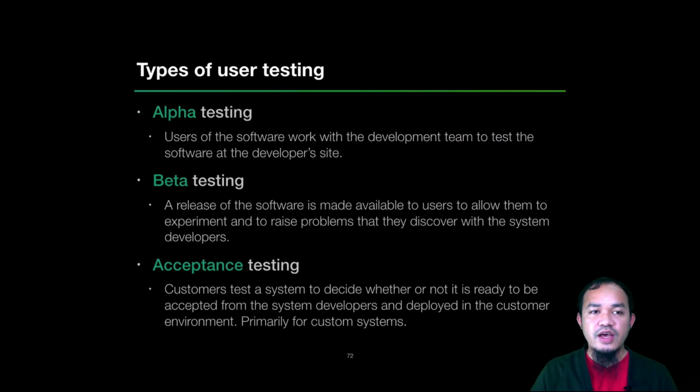In user testing, we have mostly 3 types: alpha, beta, and acceptance testing. Alpha is for users working with the development team. In an agile process, users always work with the development team, so they need to take this one. Beta is for users. The more available it is, the more people use this beta one.